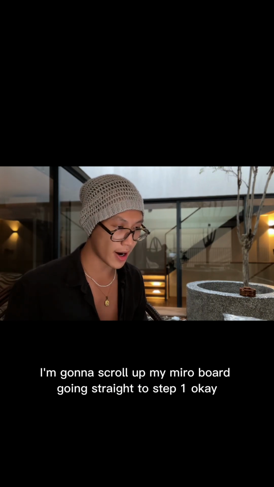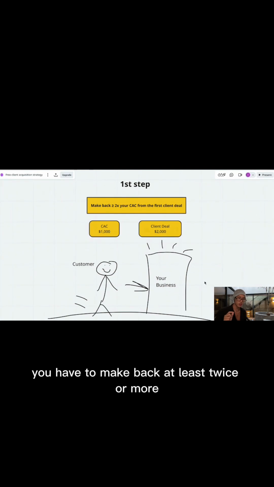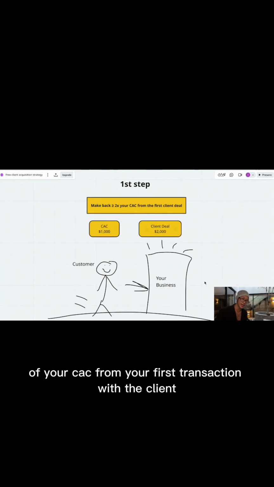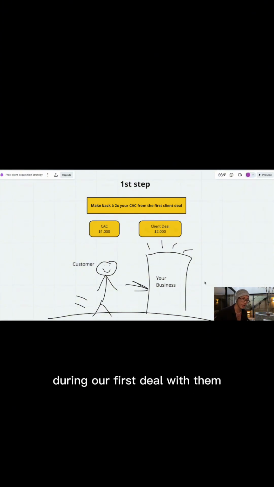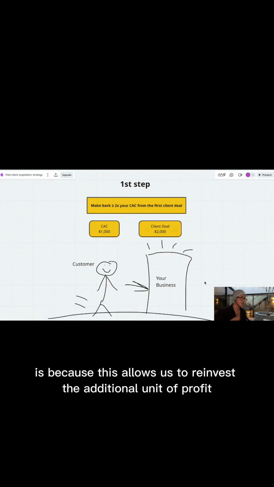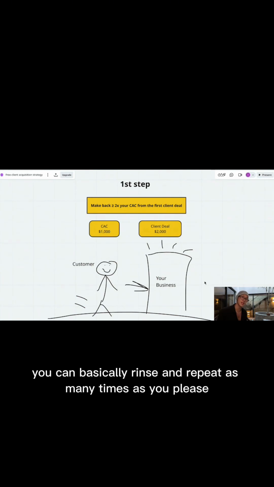Okay, I'm going to pull up my Miro board, going straight to step 1. So for step 1, basically you have to make back at least twice or more of your CAC from your first transaction with the client. The reason why we have to make back at least twice our CAC during our first deal with them is because this allows us to reinvest an additional unit of profit back into acquiring another client. And then you can basically rinse and repeat as many times as you please.